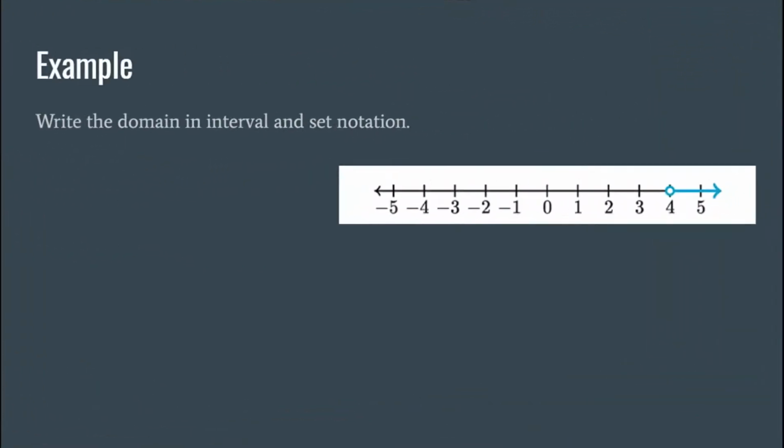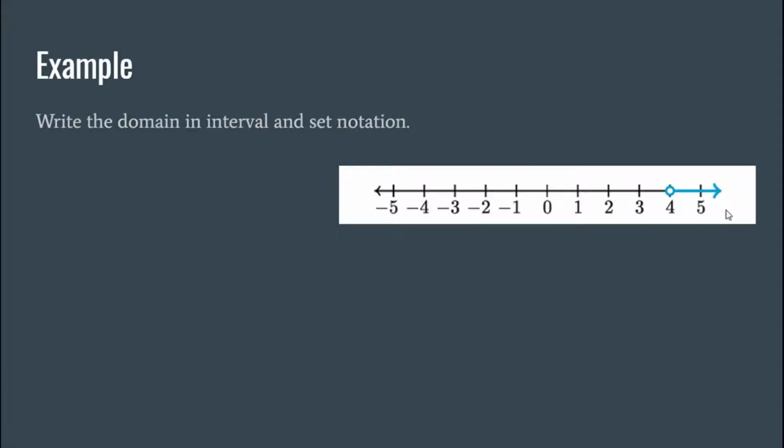Okay, so here is a horizontal axis, which means this is probably an x-axis, so we're going to be finding the domain. So here we have an open circle at 4, which means 4 is not included in our answer, and it continues all the way to the right. It doesn't stop, keeps going all the way to the right.